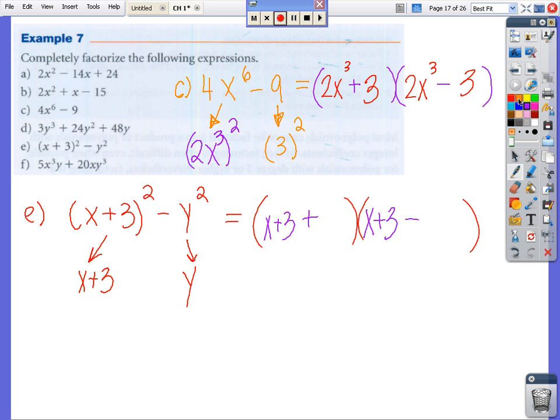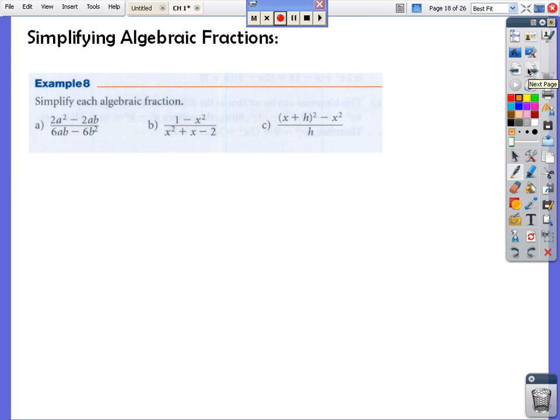And in the back, I will put my y and my y. If you multiply it back out, you'll notice that it does equal what we had a second ago. Simplifying algebraic fractions. So here's where we do get some more complicated problems. So I will do each of these for you.